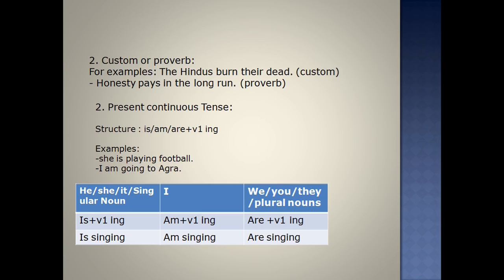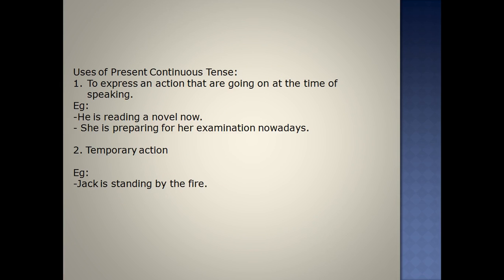Now let's take a look at the uses of present continuous tense. First, to express an action that is going on at the time of speaking. For example, he is reading a book now. So in this example, we see that the action of reading a book is going on at the time of speaking. Another example is she is preparing for her examination nowadays. So here we understand whenever we are going to express an action that is going on at the time of speaking, then we can use the present continuous tense.